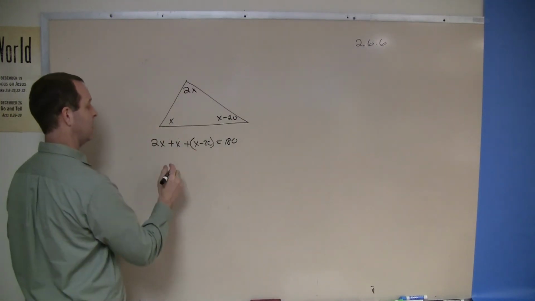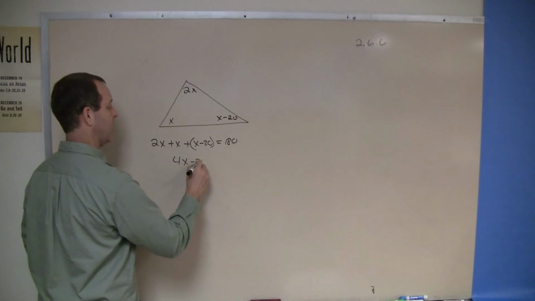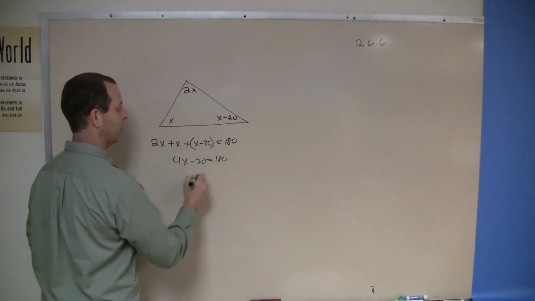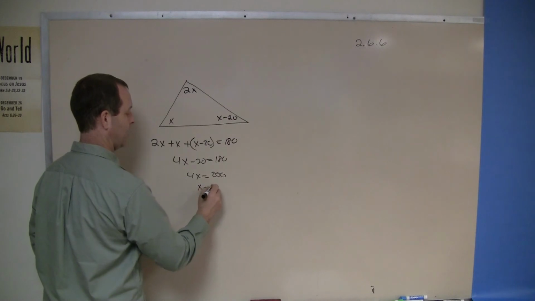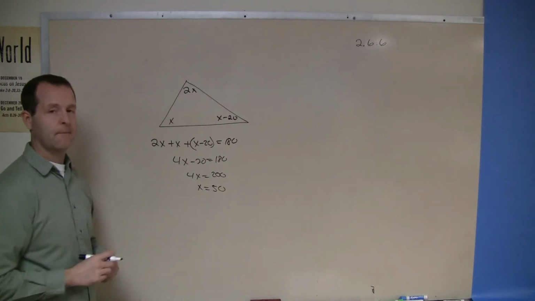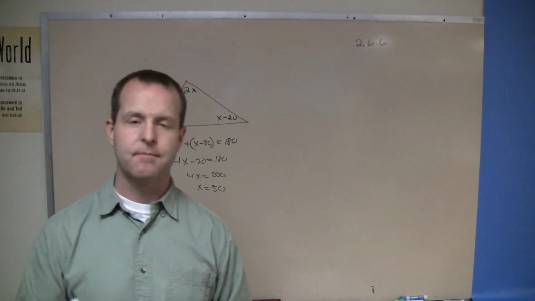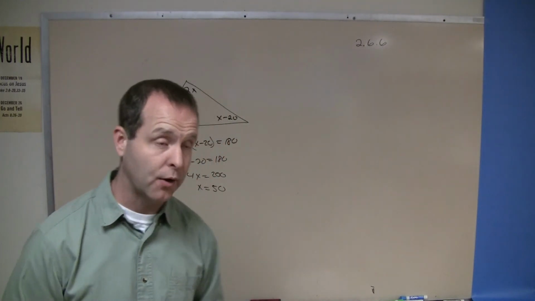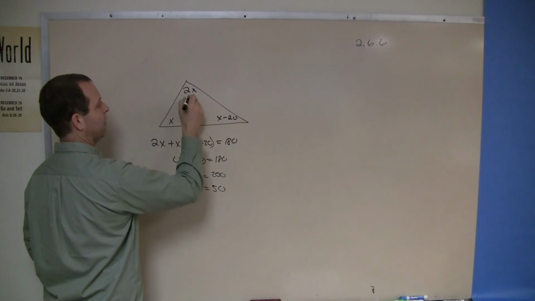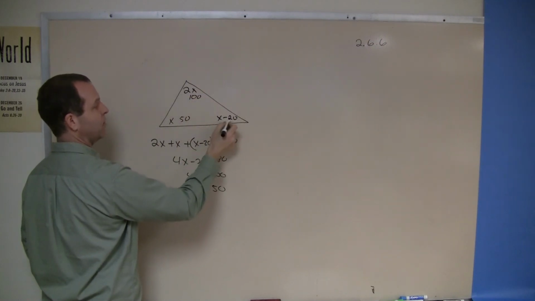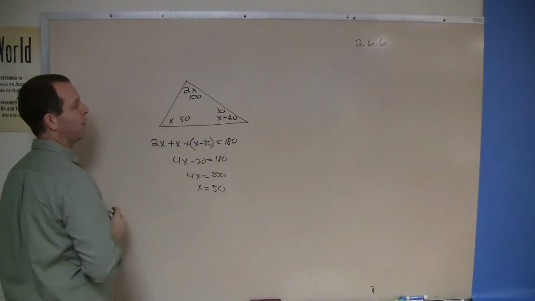Add up all my x's. 4x minus 20 equals 180. 4x equals 200. x equals 50. So I found out x, but the question asked me, what's the measure of each angle? So this one appears to be 50. This one's twice that. And this one's 50 take away 20, which is 30.